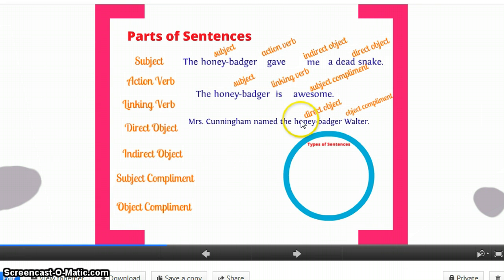So on your EOC, they're going to probably give you a sentence and ask you what the pattern of the sentence is. So your options can be something really simple like subject and action verb, the honey badger gave. It could be subject, action verb, direct object, Ms. Cunningham named the honey badger. Or it can be more complex with subject, action verb, indirect object, direct object. Or subject, linking verb, subject complement. Or finally, subject, action verb, direct object, object complement. Those are your options, so you need to know those terms.